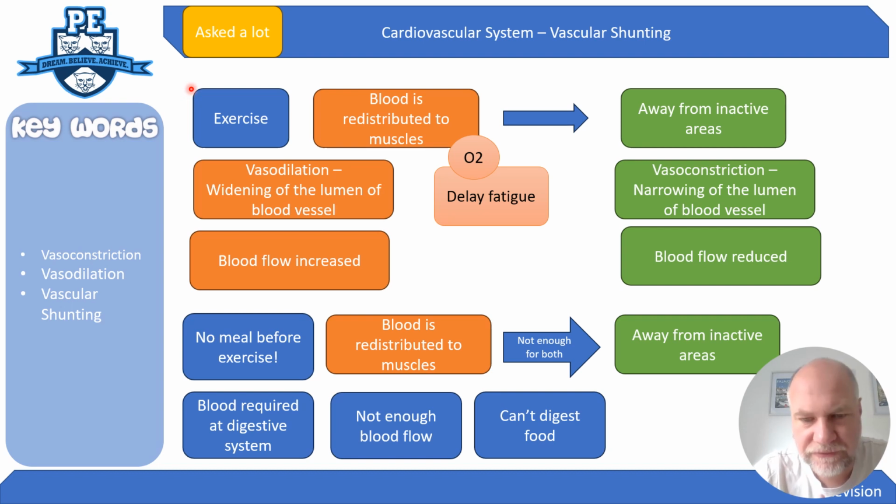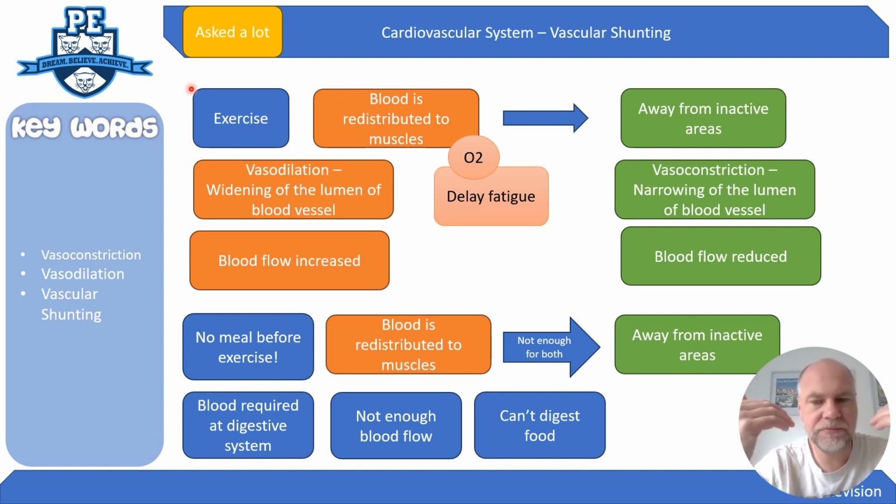The process of vascular shunting, or the words vascular shunting, should always be used interchangeably with blood redistribution. So if you see an exam question that says, what is vascular shunting? It's always useful to put in the word blood, or the term blood redistribution. If the exam question says blood redistribution, always put in the term vascular shunting. It's going to get you a mark, just showing you know that concept. The idea behind it is that our body moves and diverts blood around your body to where it's needed.